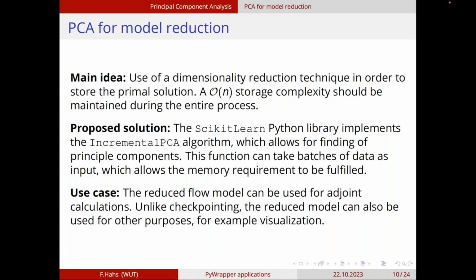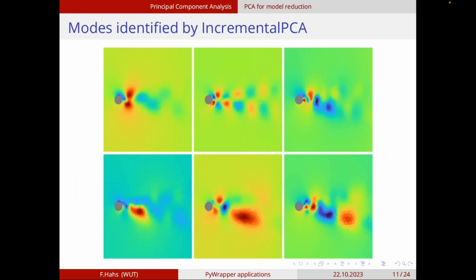Then of course we would use this reduced flow field for adjoint calculations and maybe some other purposes like visualization, maybe some reduced order modeling. Here I have examples of these principal components. This is flow around a cylinder, viscous incompressible flow. You can see six of the first modes which carry the most variance. You can see the vortices behind the cylinder being resolved.